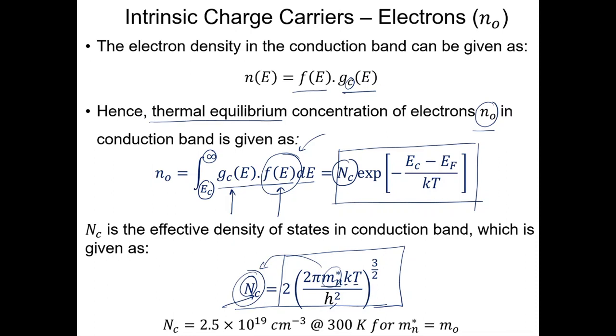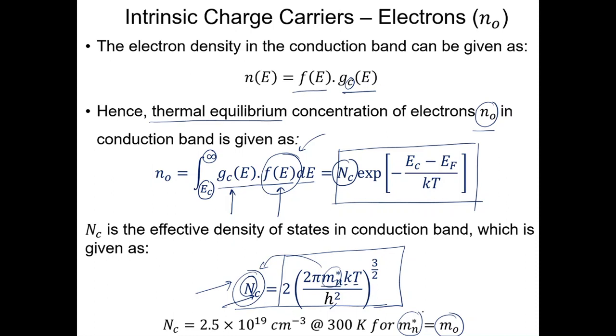So in that sense, the role of effective mass is very important when it comes to the density of states, or the effective density of states. Now, if you assume that the effective mass is the same as the mass of a free particle, then the effective density of states turns out to be 2.5 into 10 to the power 19 per centimeter cube. What does it mean? It means that there are 2.5 into 10 to the power 19 states available per centimeter cube for an electron to occupy, right?